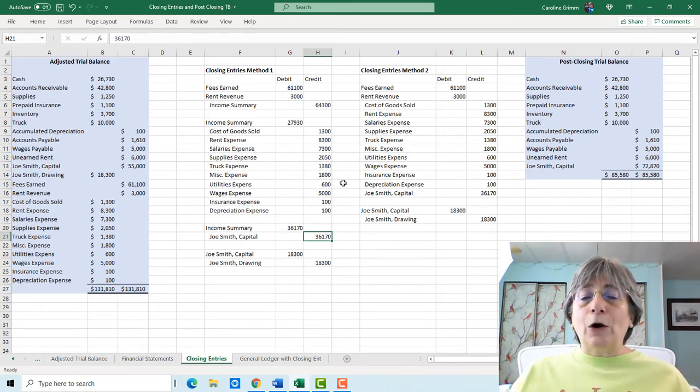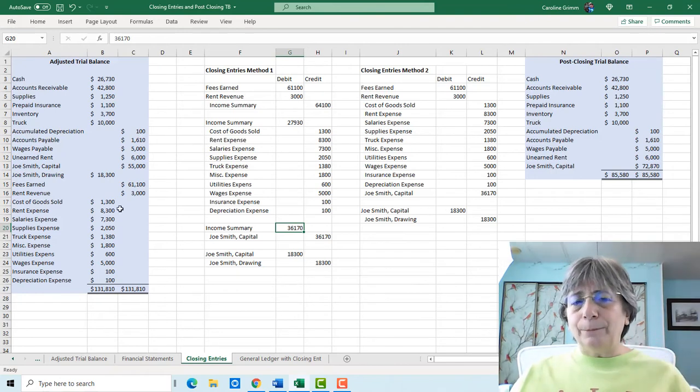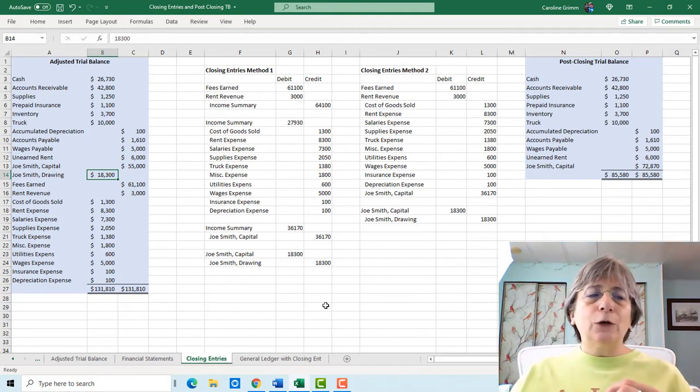So right here is our profit, right? So it's the difference between our income and our expenses. There's our profit. And we are crediting our Joe Smith capital account to increase his equity. And then the other side of that is our mysterious income summary account. So that's journal entry number 3. Now the final closing entry that we need to do is we need to close this drawing account into our capital account. So we are reducing Joe Smith's capital, and we are clearing that drawing account so that coming into the new month, we're starting at zero with that as well.